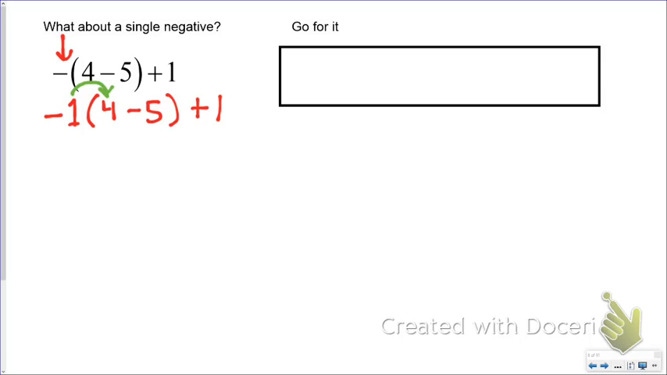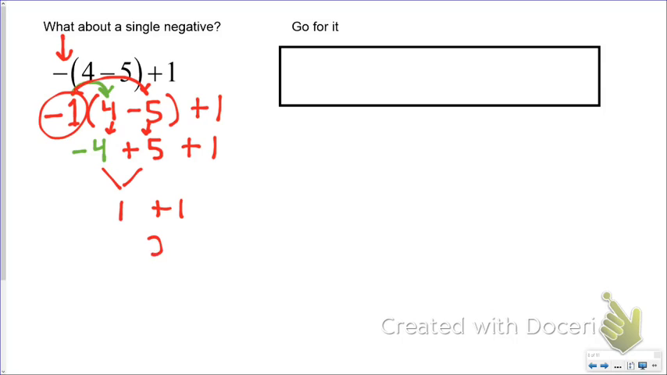What is a negative 1 times a positive 4? Negative times a positive is a negative. And then what's a negative 1 times a negative 5? Well, a negative times a negative is a positive. So you notice how this negative 1 literally made everything inside of the parentheses an opposite. Notice how I can't combine this 1 until the multiplication happens. Because of order of operations, multiplication comes before addition. So I'll bring down my 1 here. Negative 4 plus 5, that's a 1. And then I'll bring down my 1 here, and that's 2. Go ahead and try this now.